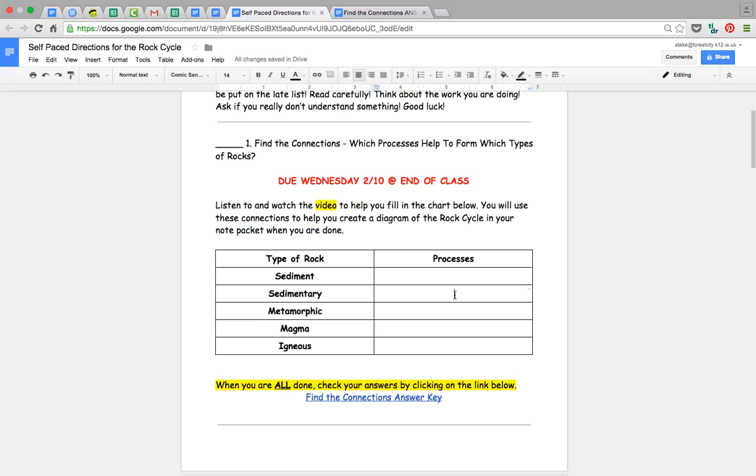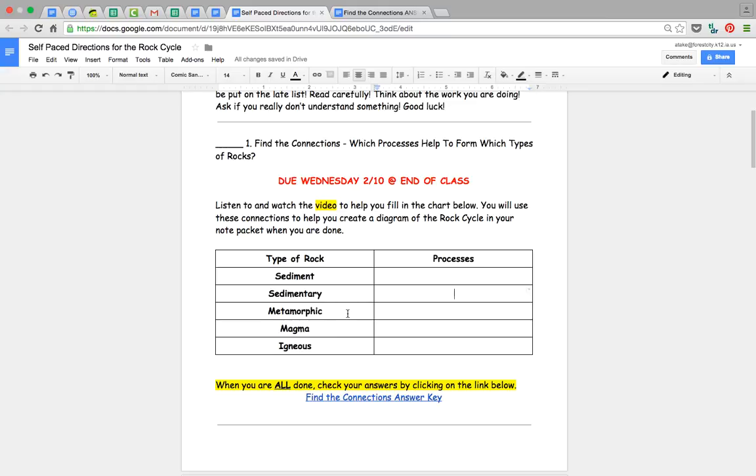The other process that helps to form sedimentary rocks that we learned about was the process that actually smashes or compacts those little pieces of sediment into a sedimentary rock. Add its name to the box on the right.